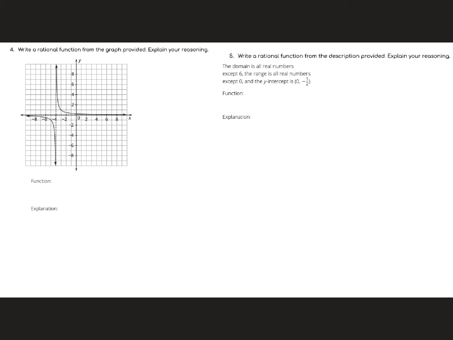Write a rational function, okay? I see I have a vertical asymptote at x equals -4. So my function could be y equals 1 over x plus 4. Your explanation, I'm going to do a verbal one, you need to do a written one. My explanation is I can't pinpoint necessarily any of the other specific points on this curve. Maybe I could say I can go through there, so -3, 1. So if I put in -3 for x, I get 1 for y, so that works. So I think I would do that.